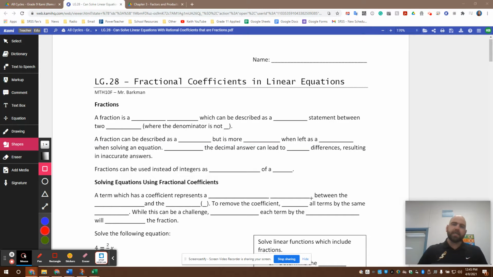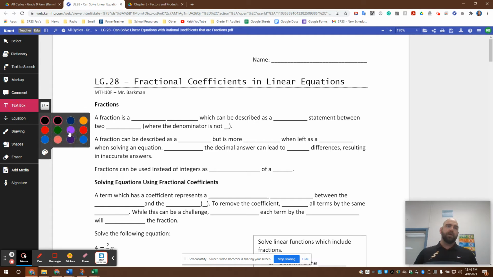So in this lesson, we're going to take a look at learning goal 28, fractional coefficients in linear equations. What we've been doing so far is taking a look at what happens if we have a number. How do we get rid of that number in front? But we're going to take a look at what happens if we throw a fraction in front. What are some of the ways that we can use fractions in our equations?